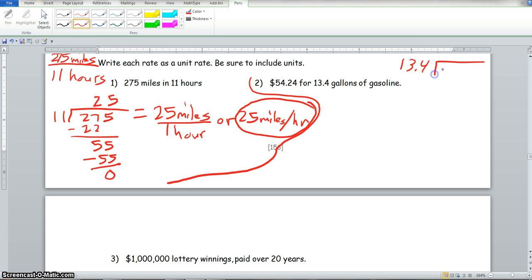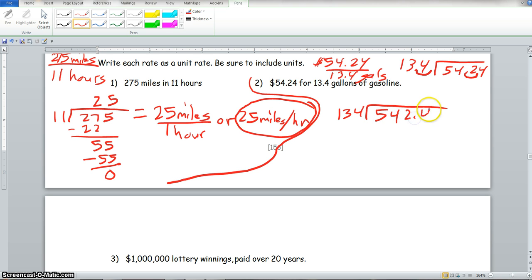and divide it into 54.24, because we know our fraction here would be $54.24 divided by 13.4 gallons. Okay, now before we could divide this out, we need to move this decimal one place to the right here and move this decimal one place to the right. So we will have 134 divided into 542.4. We'll bring our decimal up.